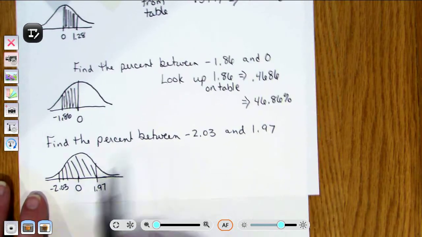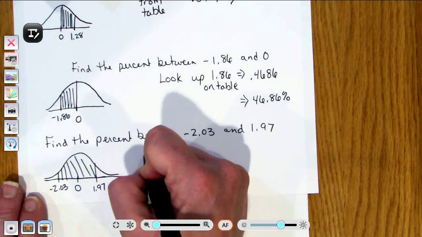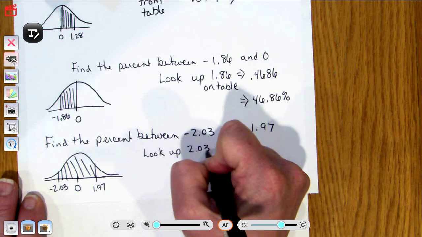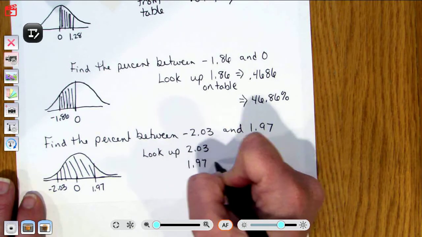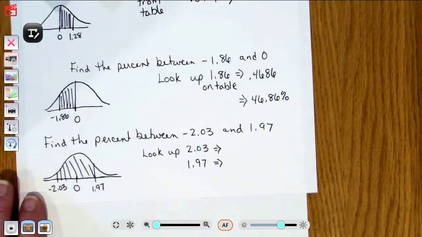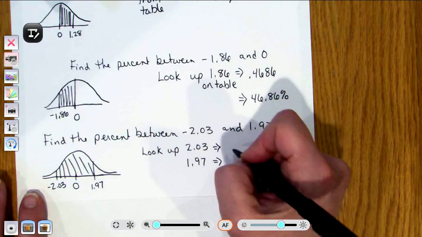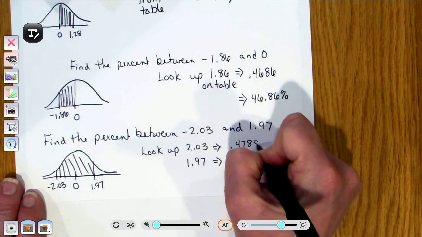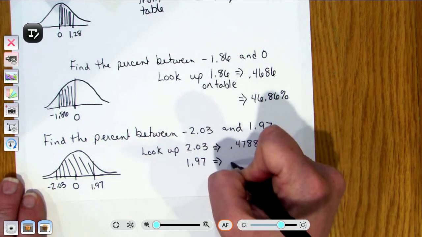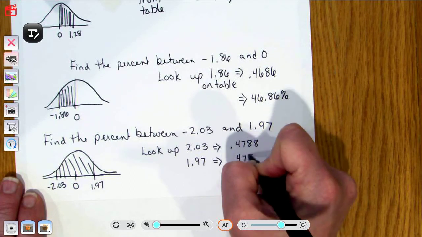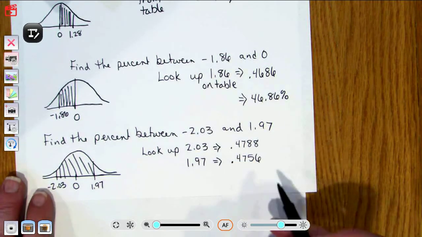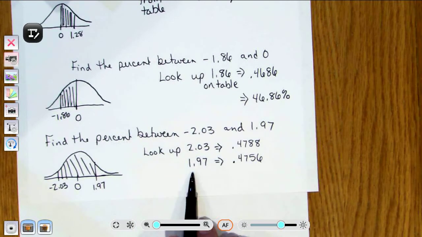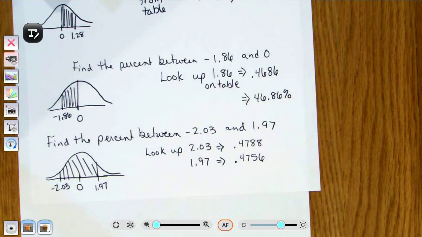Okay. What we're going to do is use our table, and we will look up both of those values. So we're going to look up 2.03, and we're going to look up 1.97. All right, when I do that, 2.03 is 0.4788, and 1.97 is 0.4756. Okay, so I'd go down to 2.0 over to the 3, 1.9 over to the 7, and I get those values.